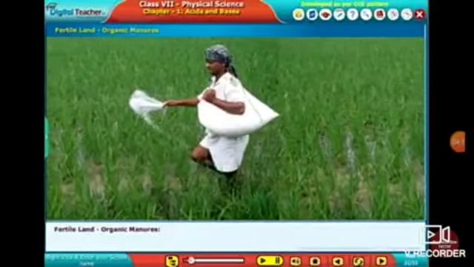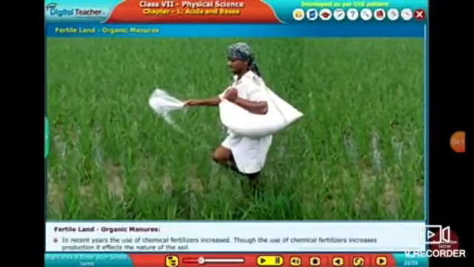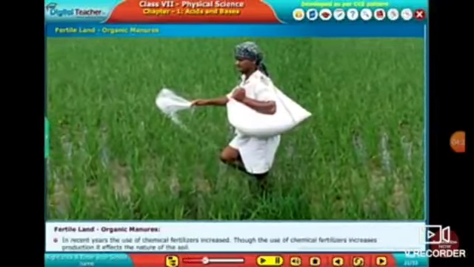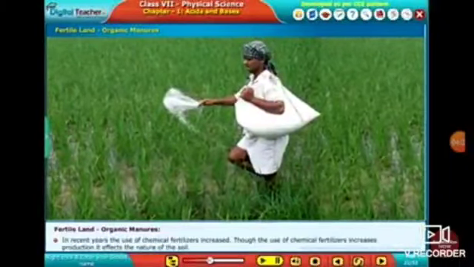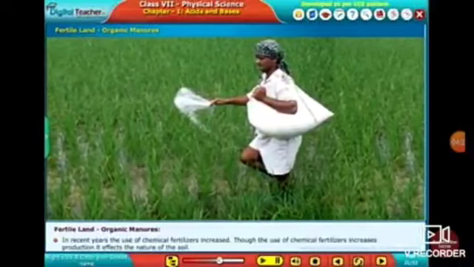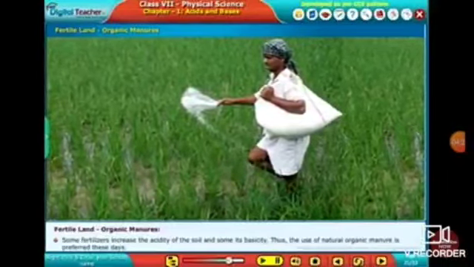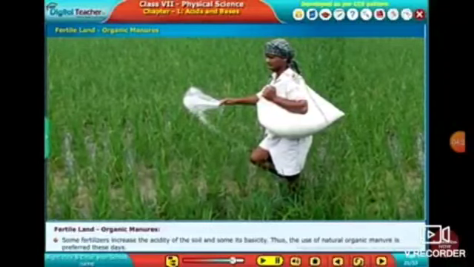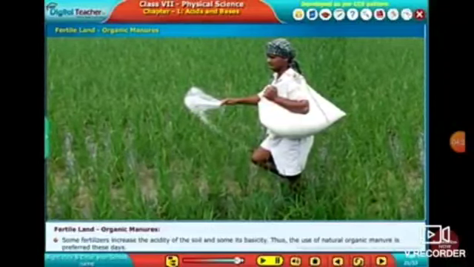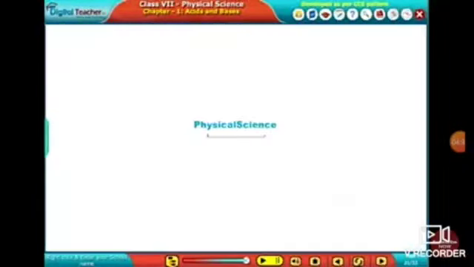Now we see fertile land, organic manures. In recent years, the use of chemical fertilizers increased. Though the use of chemical fertilizers increases production, it affects the nature of the soil. Some fertilizers increase the acidity of the soil and some its basicity. Thus, the use of natural organic manure is preferred these days.